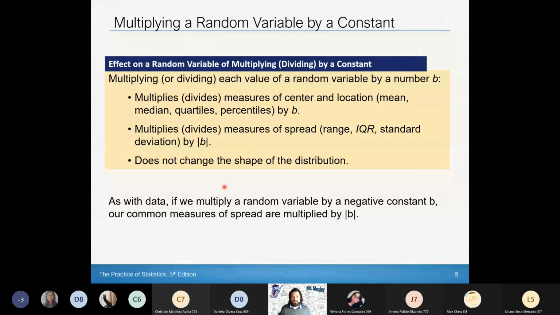And again, as with data, if we multiply a random variable by a negative constant b, our common measures of spread are multiplied by the absolute value of b. Once again, that's because essentially measures of spread are measures of distance. Distance isn't negative, it's just how much it is.